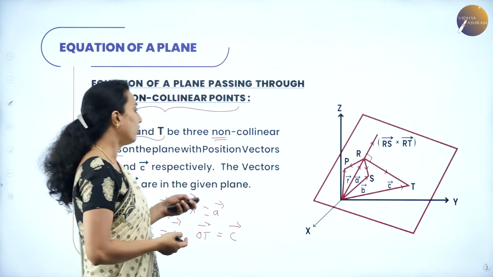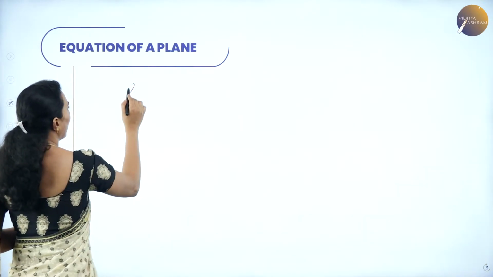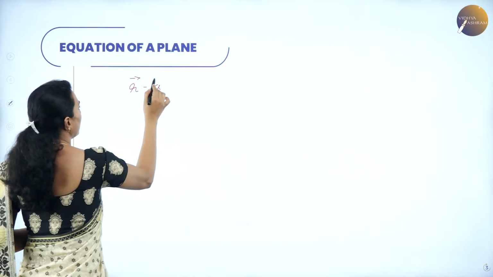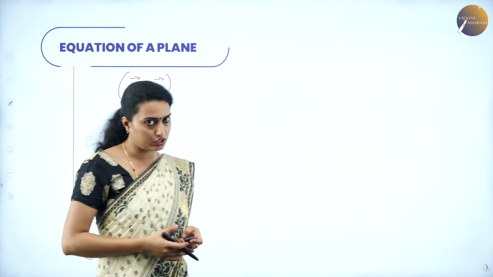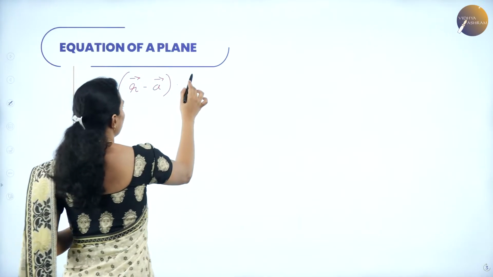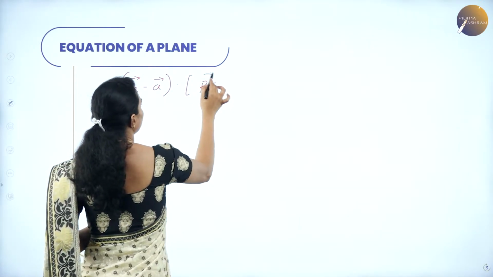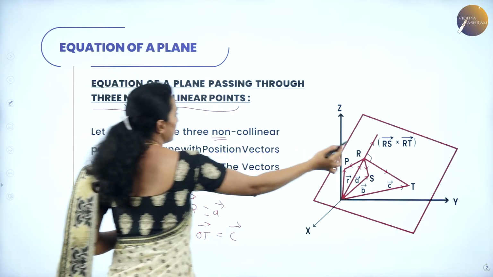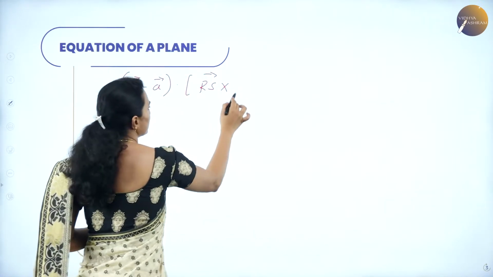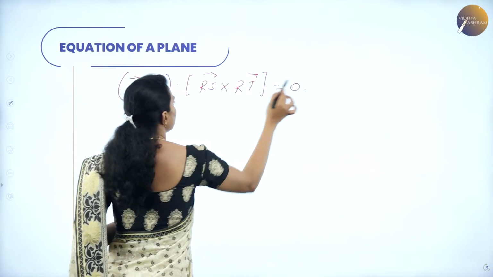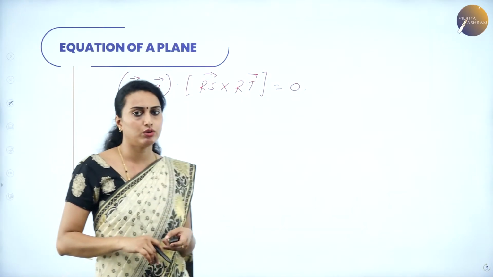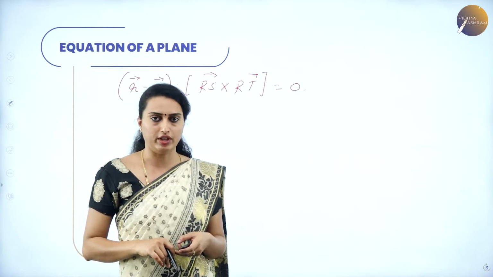Now here, according to that, you can have (r vector minus a vector) dot the triple product, we are going to have, RS vector cross RT vector. This one, RS vector cross RT vector, will be equal to 0. This is going to be known as a triple product.